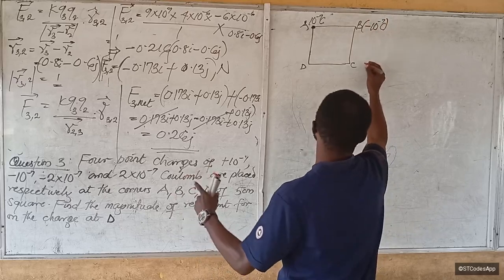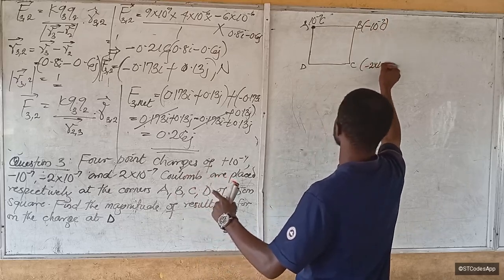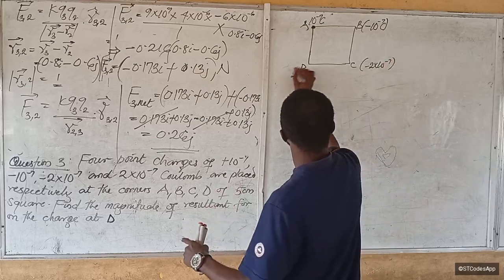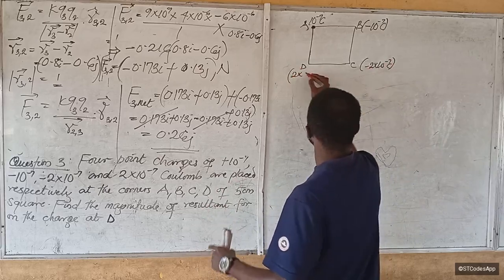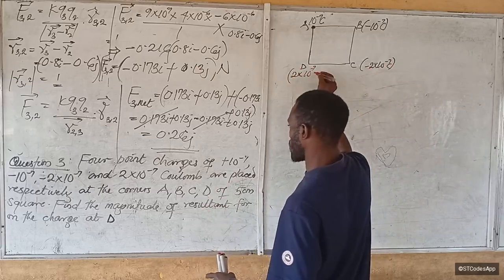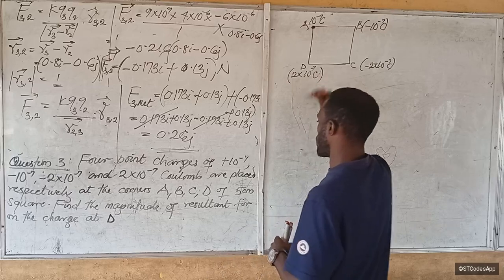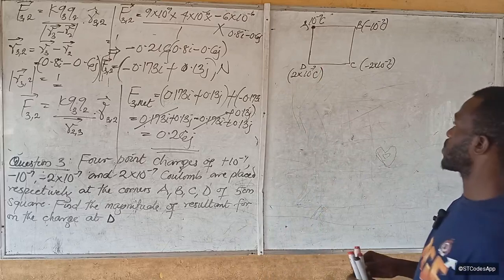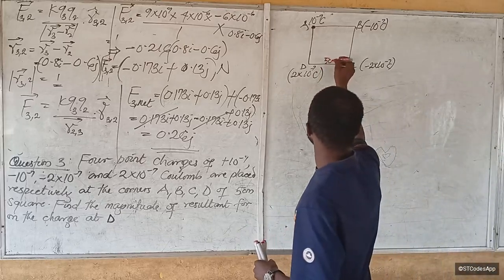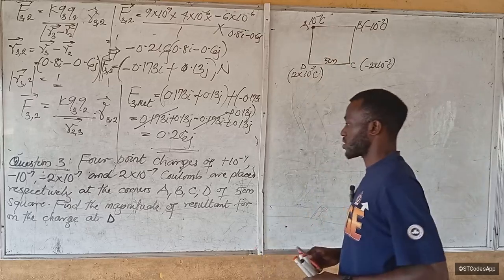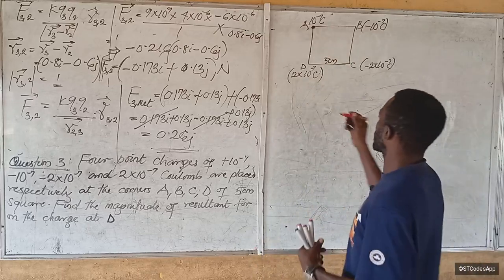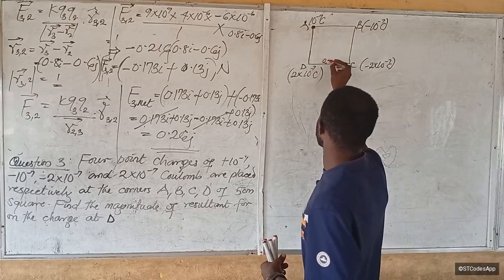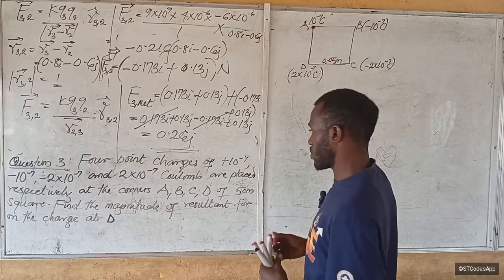Minus 2 times 10 raised to minus 7 coulomb is placed at C. Positive 2 times 10 raised to minus 7 is placed at D. Everything is in 10 to the minus 7 coulomb, placed respectively at the corners A, B, C, D of a 5 centimeter square. So everywhere here is 5 centimeters. Let's convert: 5 divided by 100 is 0.05 meters.